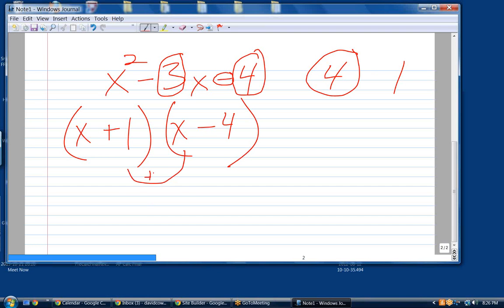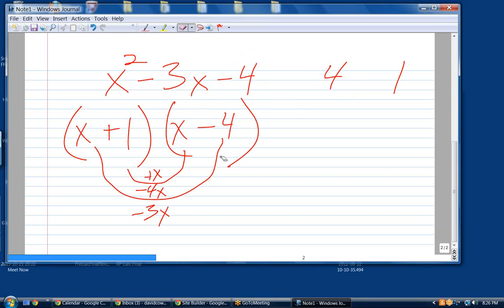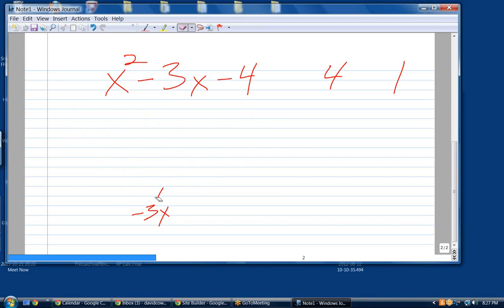Do my check. I got plus x. I got minus 4x. Gives me the middle term. I got it right. Okay? So as long as this doesn't have a coefficient, I can use those kind of rules like the factors of 4 have to subtract to that number, or if this is a plus, factors of 4 have to add to that number.